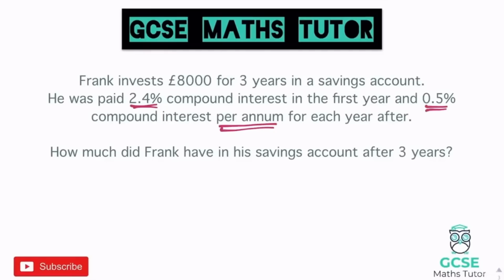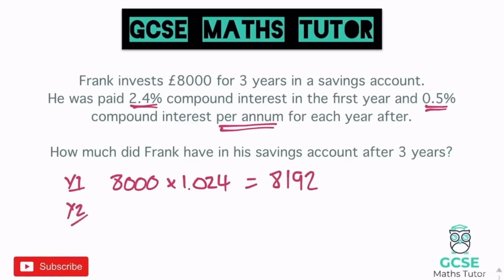So in the first year, and I'm going to label this year 1, he gets 8,000, and we're going to multiply that by the multiplier for 2.4%, so 1.024, and we're not going to put any power with that because it's only in the first year. You could put the power of 1, but I'm just going to work that out there. So 8,000 times 1.024, no powers involved, and that equals £8,192. So at the start of year 2, he now has 8,192. That's the amount that he's starting with in the second year.